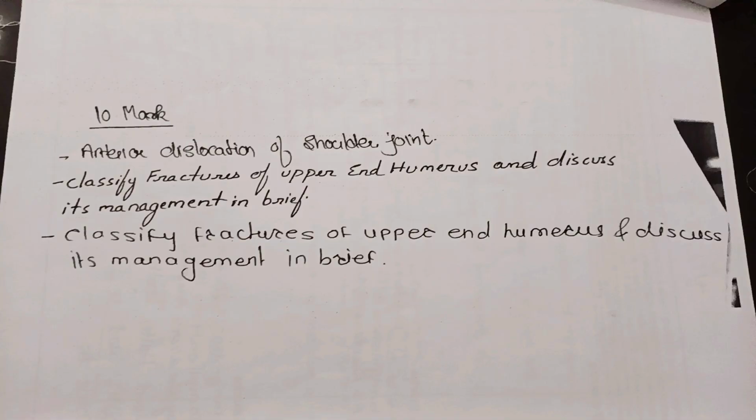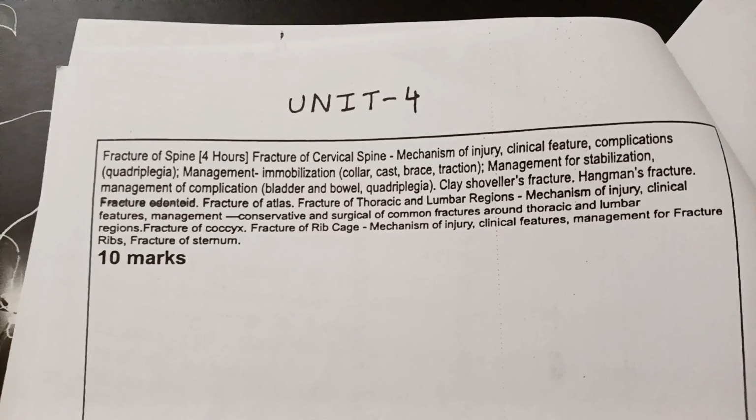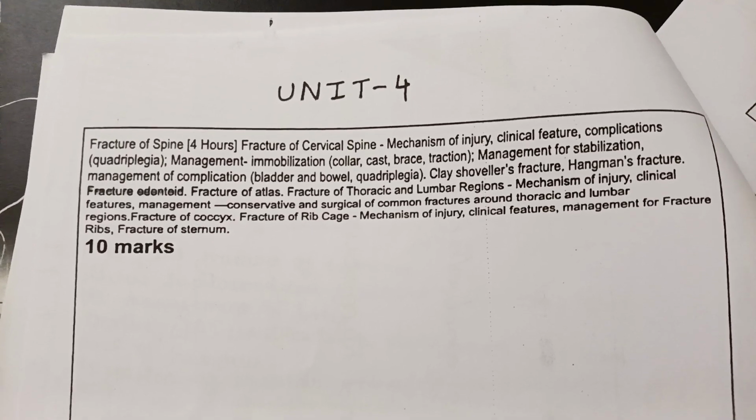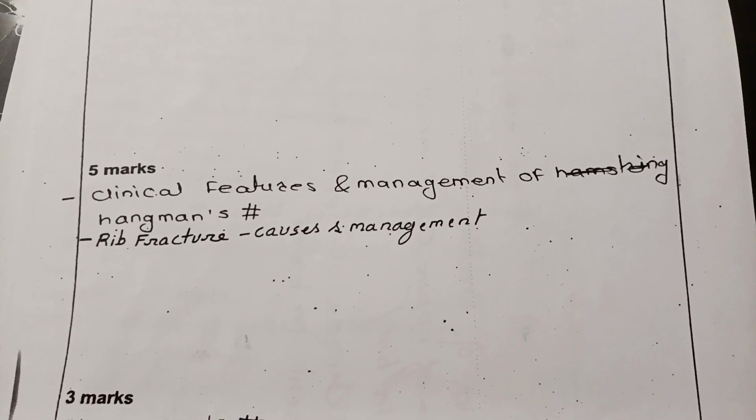And as you can see, there are few more important 10-mark questions from this chapter, and that includes anterior dislocation of shoulder joint, classify fractures of upper end of humerus, and discuss its management in brief. Now moving on to the next chapter that includes fractures of spine. In this there are no 10-mark questions.